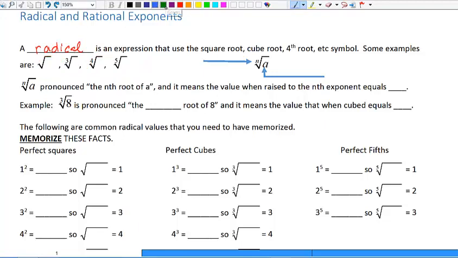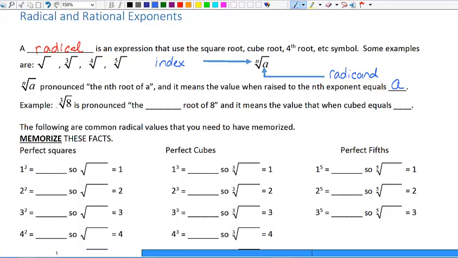Parts of the radical, we have this little number in here, like the 3 and the 4 and the 5, or in the case on the right, we have n. That little number we call the index. The number in the radical, or under it, is called the radicand. The nth root of a means the value that when raised to the nth exponent equals a. Now I know that's really confusing with letters like that, so let's go ahead and do an example.